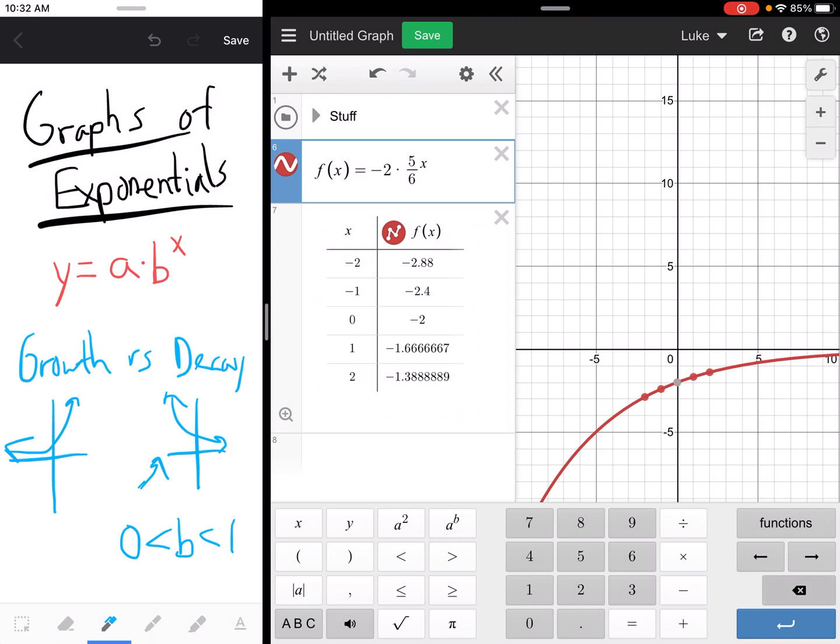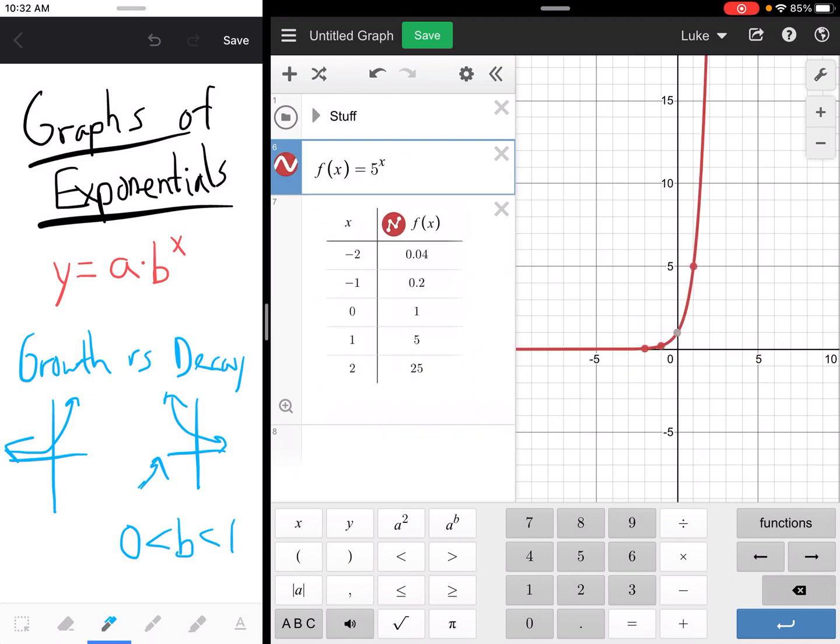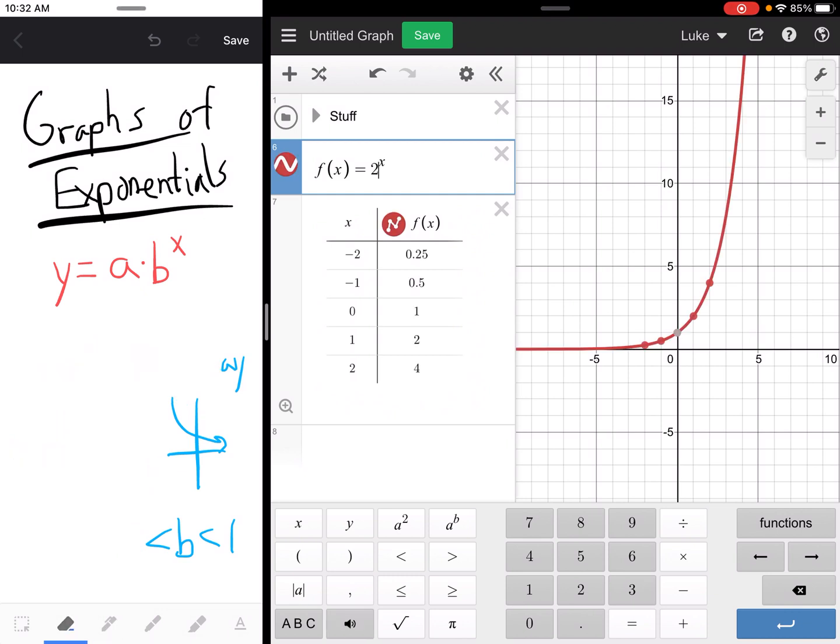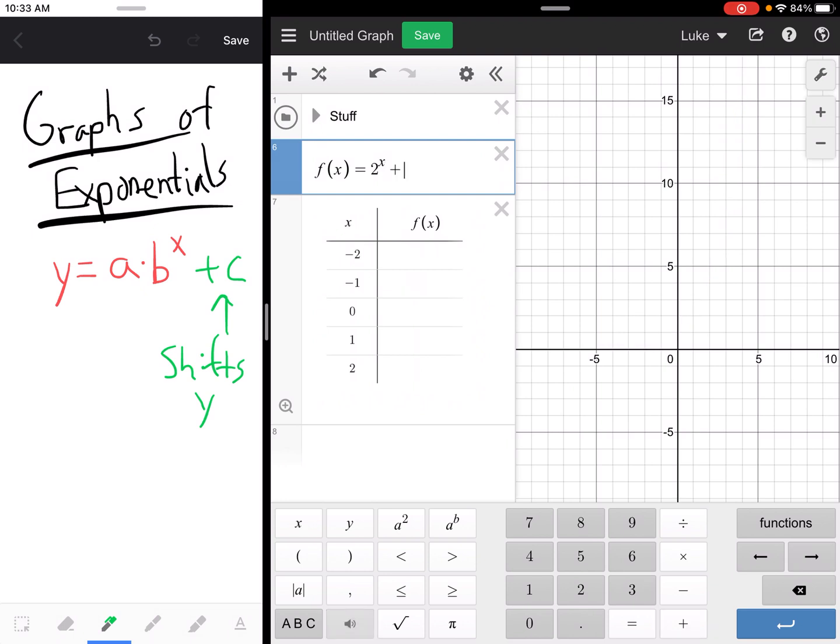All right, final thing I wanted to show you, so let's clean this up again. Let's go back to our friend 2 to the x, is what would happen if we add another thing outside. So let's go to green, make it look all Christmassy. Let's put in a C value. So what this C value is going to do is it shifts our Y value. All right, so if I go to the outside and let's just say I put +3, it lifts my graph up 3 units.